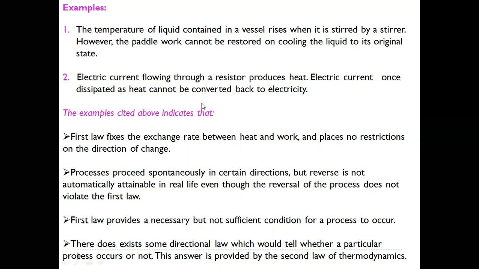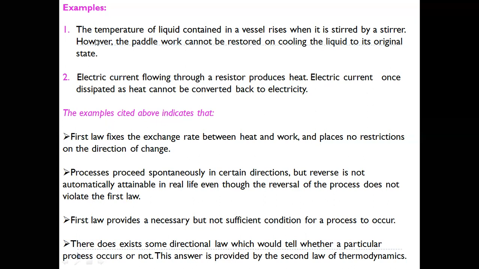So if we take any resistor, if electrical current is flowing through a resistor, it will produce heat. The reverse cannot be possible. That means electrical current once dissipated cannot be converted back into the initial state of electricity. So the reverse is not possible. If you supply heat energy to a resistor, it cannot produce electrical energy. So these are the non-reversible processes, which are the limitations of the first law of thermodynamics.